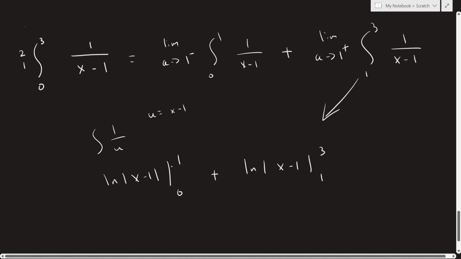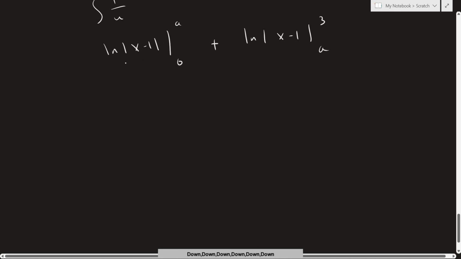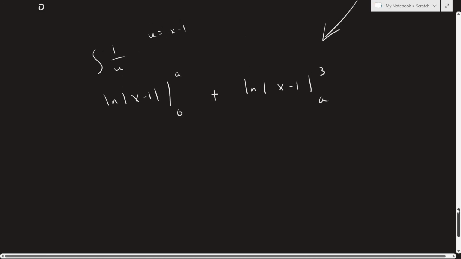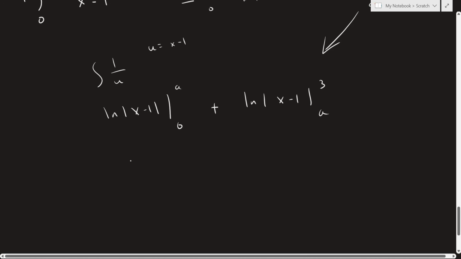But this 1, I should replace it by a actually. So a, and a. So this a right here is 1 from the left, and this one is 1 from the right. So we should remember that when we're replacing. So ln x minus 1, x is a here. So ln a minus 1, since a is from the left, it's going to be negative. So this is negative infinity.